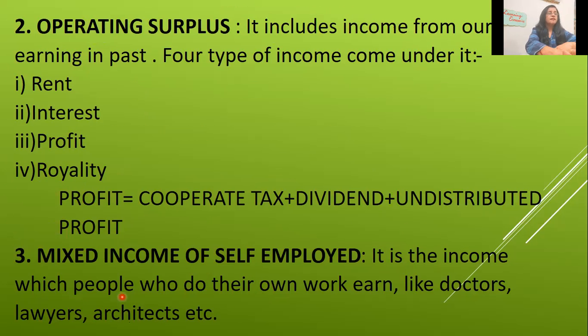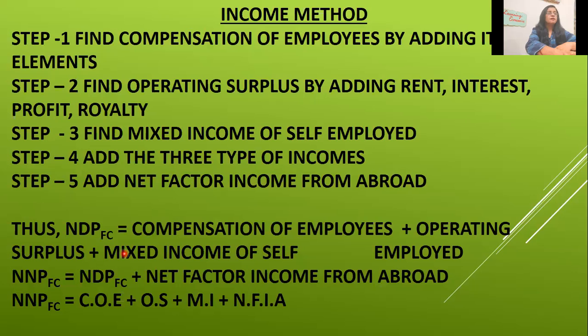Now next, let us see the steps we follow when we calculate national income by the income method, because I am covering only theory in this video. The first step is to find compensation of employees by adding its elements. Now you know the elements: compensation in cash, like wages, salary, commission, traveling allowance, dearness allowance, bonus; compensation in kind, like whatever facility they get, medical facility, educational facility, etc.; and social security scheme. So first we have to do that. Then find operating surplus by adding rent, interest, profit, and royalty.